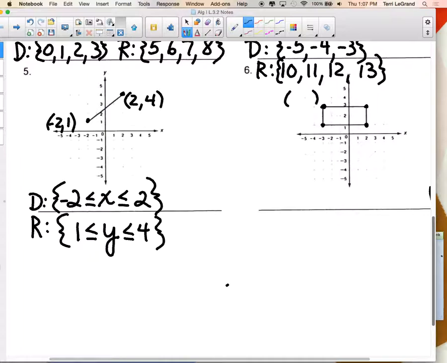So go ahead and do that. And then after you've done that, go ahead and write the domain and the range. Let's see how you do. Write the domain and the range for this continuous relation.